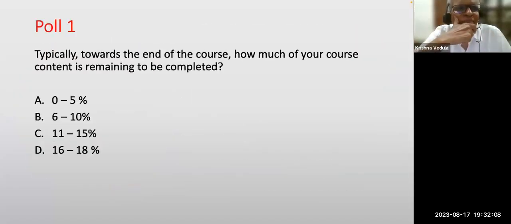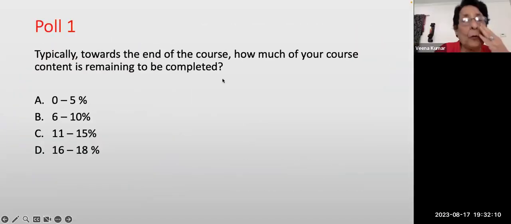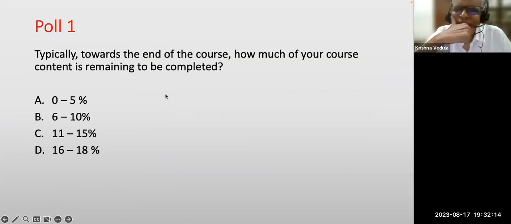first poll, where it's exactly the same numbers, which says how much of your course is left at the end. 11 to 15%. Almost the same numbers. 11 to 15% was the maximum at that time. Same thing here.